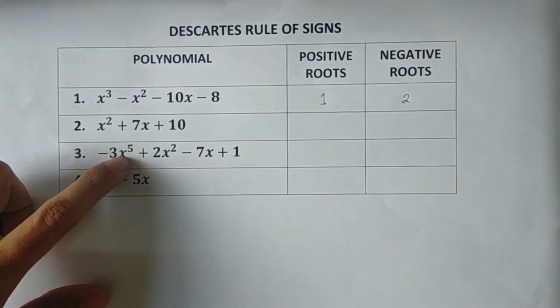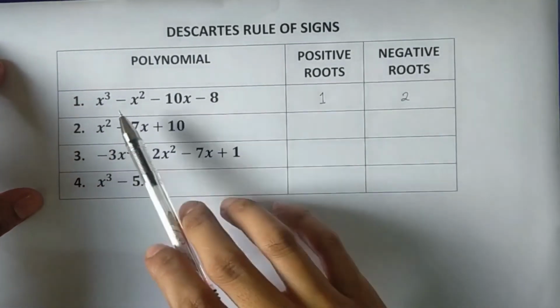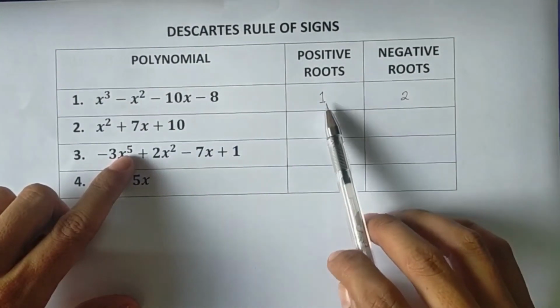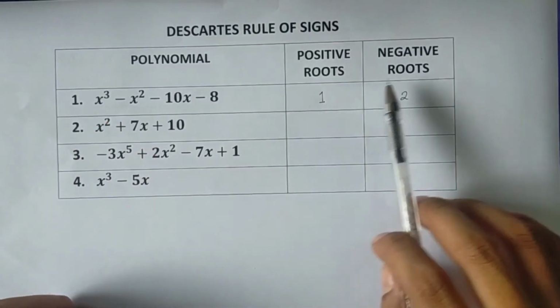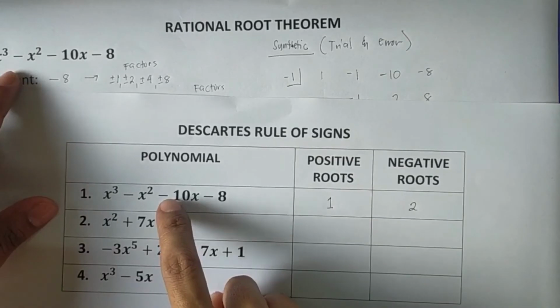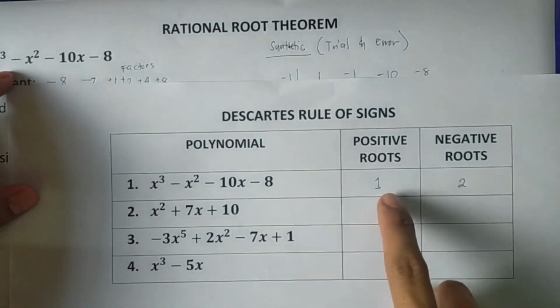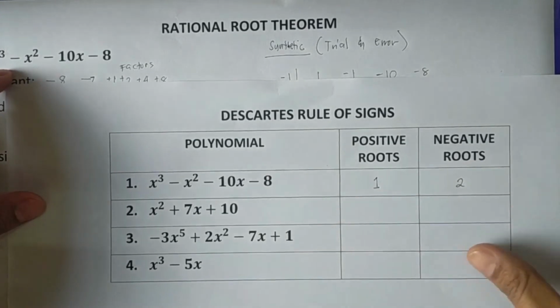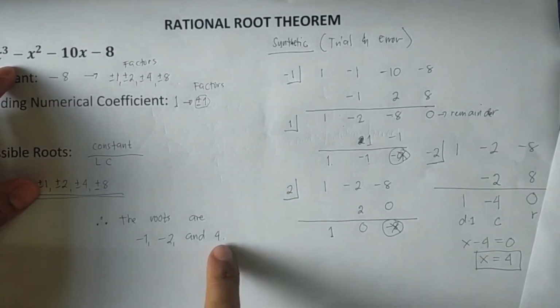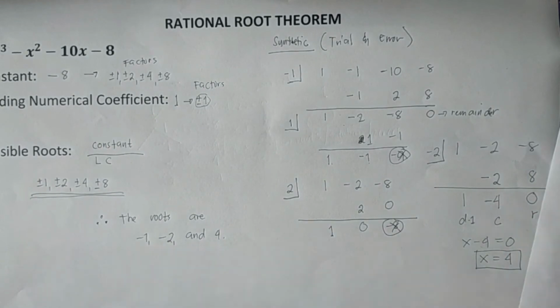So we can say that if we are going to solve this one using the rational root theorem, we can determine that there is only one positive root and there are two negative roots. Let's try to check. This is the one that we solved a while ago. Let's check if there is one positive root and two negative roots.